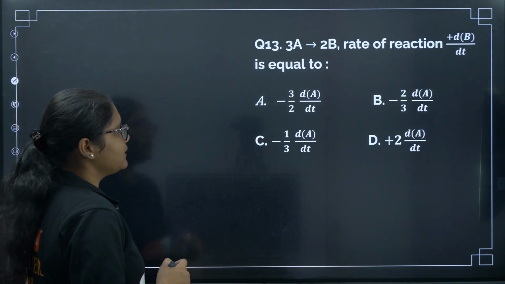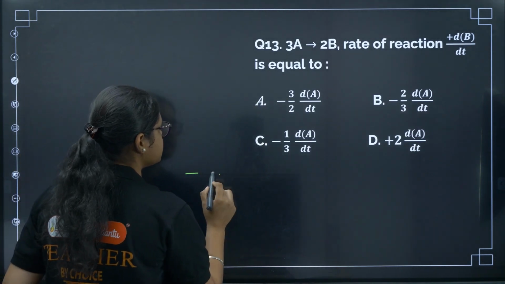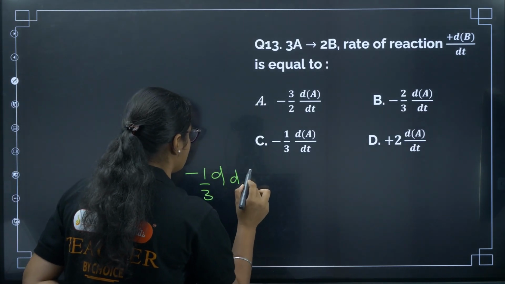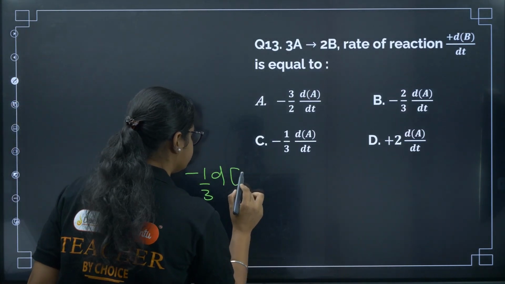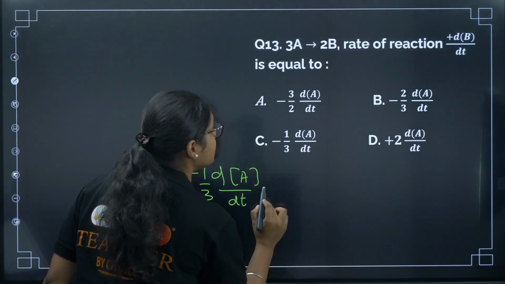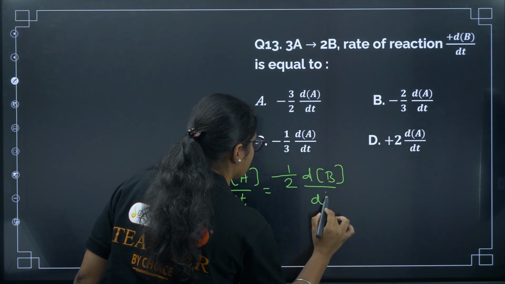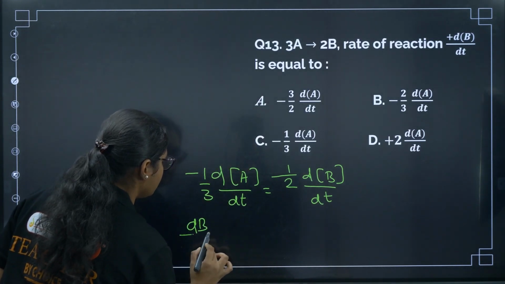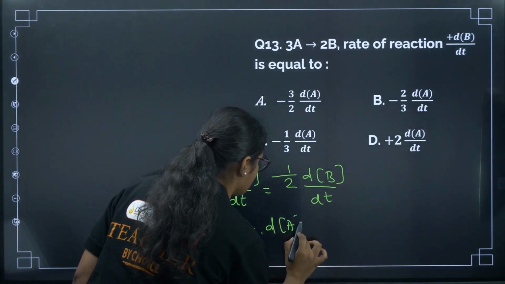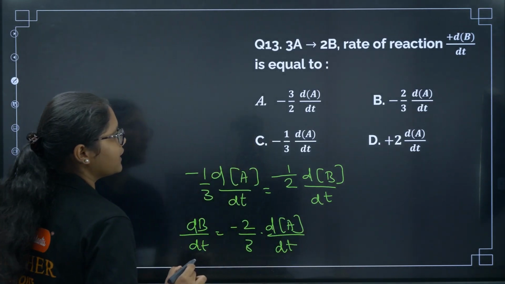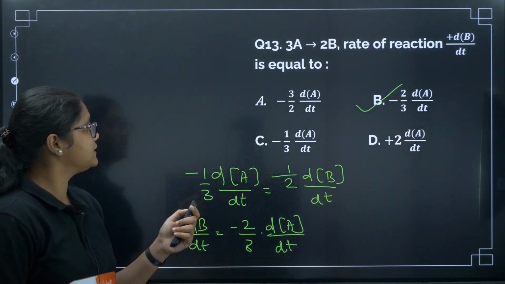Okay, next. 3A plus 2B, the rate of the reaction dB by dt is equal to. So we can write first the differential rate law, minus 1 by 3 dA by dt will be equal to 1 by 2 dB by dt. Okay, so now what will be equal to dB by dt? It is equal to minus 2 by 3 dA by dt. So that is your option number B. So the correct answer for this question will be option number B. Very simple and easy question.